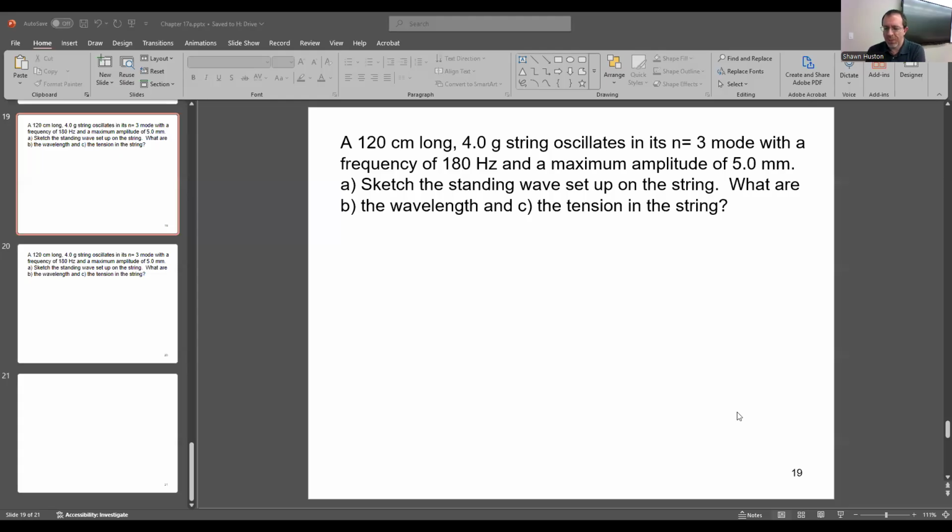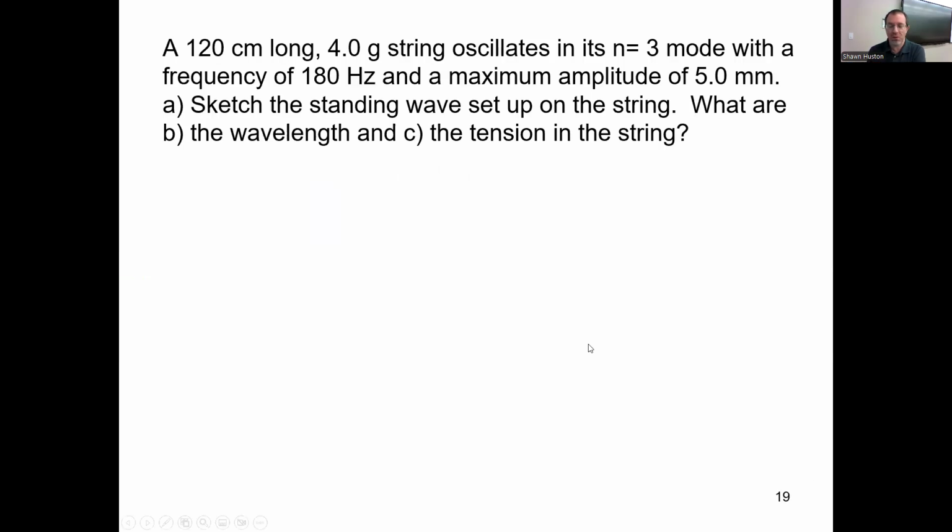Hi, folks. It's been a little while since I've actually used this utility, so hopefully this goes okay for me. I wanted to do an example problem here over waves on strings.